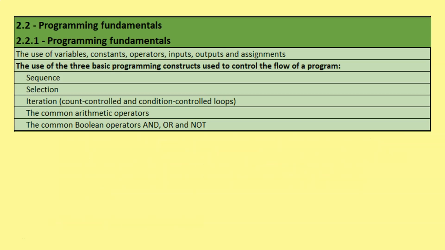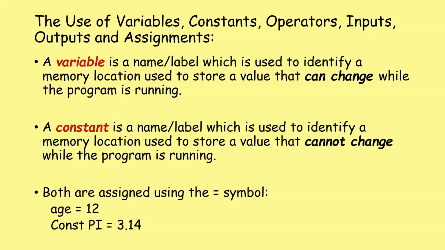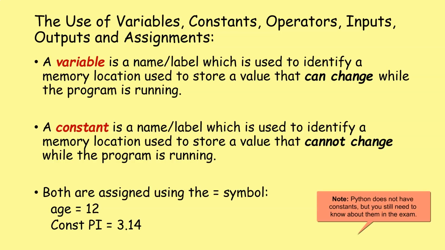Now we're going to look at programming fundamentals, starting with some of the fundamental aspects of programming that we need to know about. A variable is a name or a label or an identifier which is used to identify a memory location to store a value that can change while the program is running. A constant is a name or a label or an identifier which is used to identify a memory location used to store a value that cannot change while the program is running.